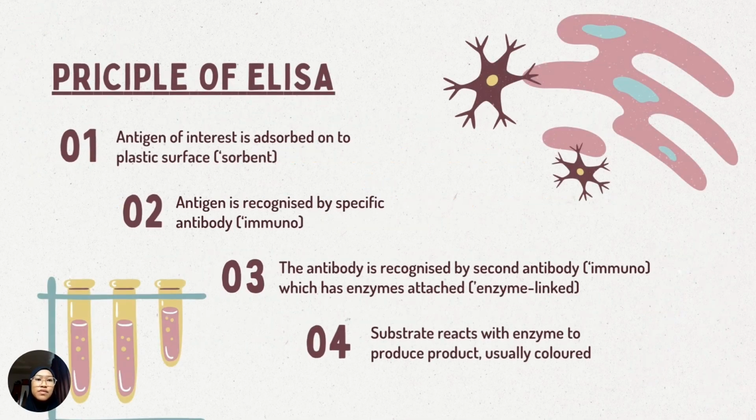Next, there are four principles of ELISA. The first one is the term sorbent: the antigen of interest is adsorbed onto a plastic surface. Second, the term immuno: the antigen is recognized by a specific antibody. The third, the antibody is recognized by a second antibody, which has enzymes attached, which is what we call enzyme-linked. The last principle is that the substrate reacts with the enzyme to produce a product, usually colored.